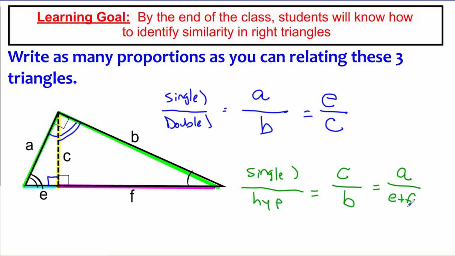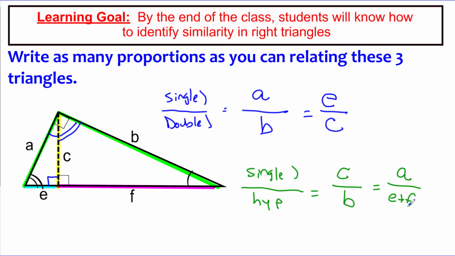So this is just two different combinations. You can see that there are a ton of different combinations that we can do. Each of our triangles has single over double, or single over hypotenuse, or double over hypotenuse. I could do small triangle with big triangle, or small triangle with medium triangle. So tons and tons of different combinations show up when we do this.